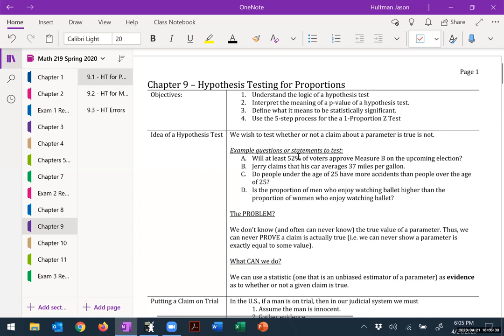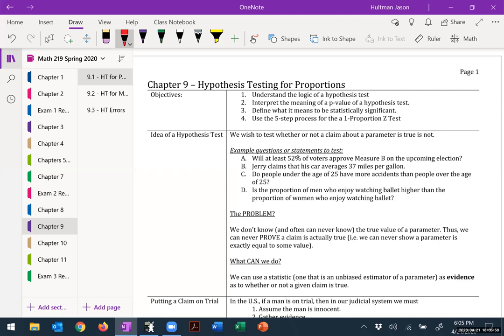Okay, so let's jump into chapter 9 here. Hypothesis testing. For hypothesis testing, we want to understand the logic of a hypothesis test. We're going to set up what a hypothesis test is today, what it means, and what conclusions we can draw. It's basically a comparison of what we think is true to what our sample says, and does our sample line up with what we thought was true or not.